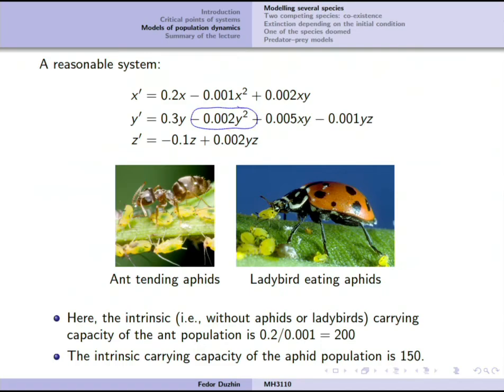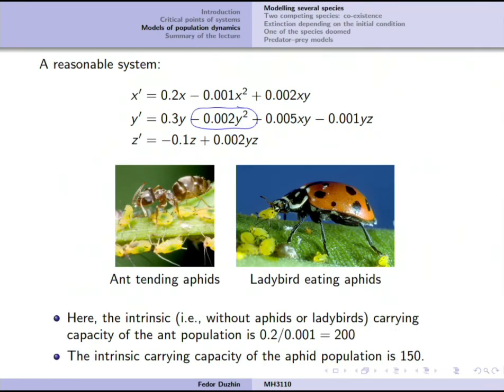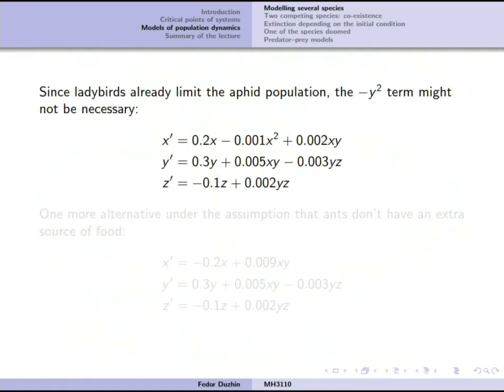So notice that here we have this negative term, but at the same time, note that it may not be necessary because ladybirds already limit the aphid population. So the significance of this negative term is to prevent the theoretical aphid population from the model to grow unboundedly. But because of the ladybirds, it's not going to grow unboundedly anyway. So that's why this negative y² term might not be necessary.